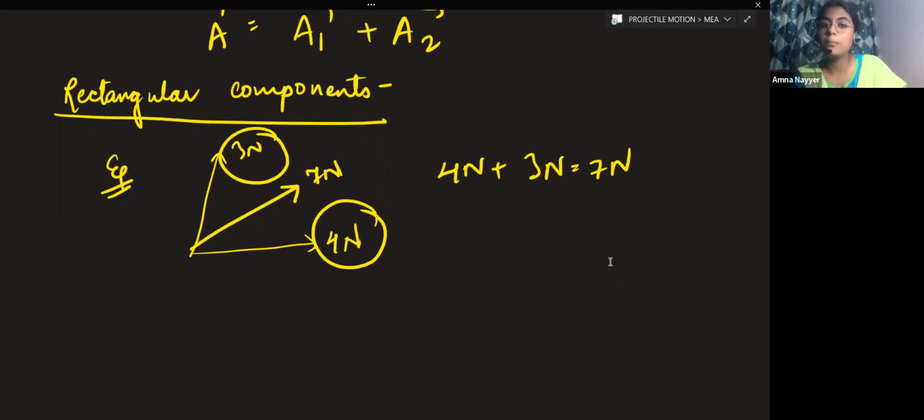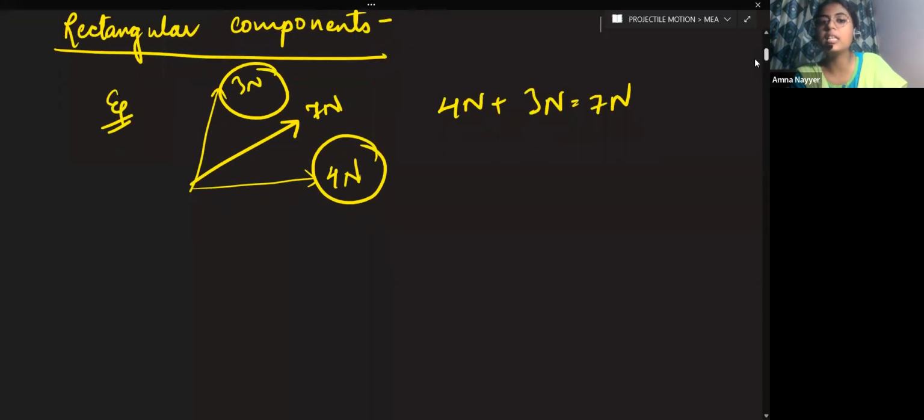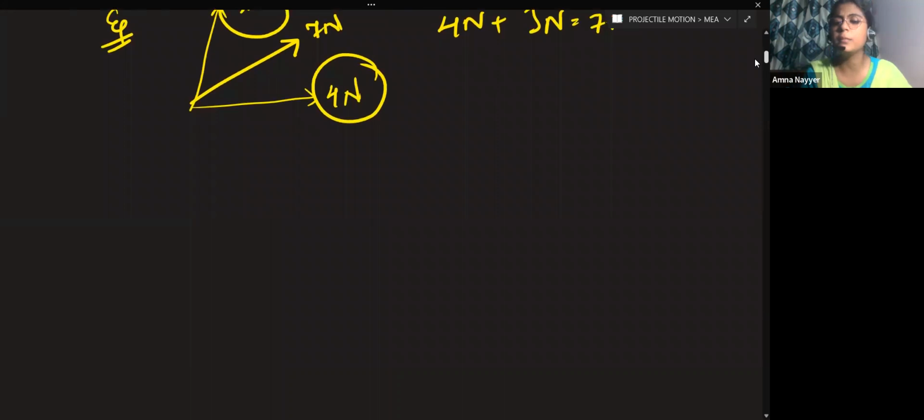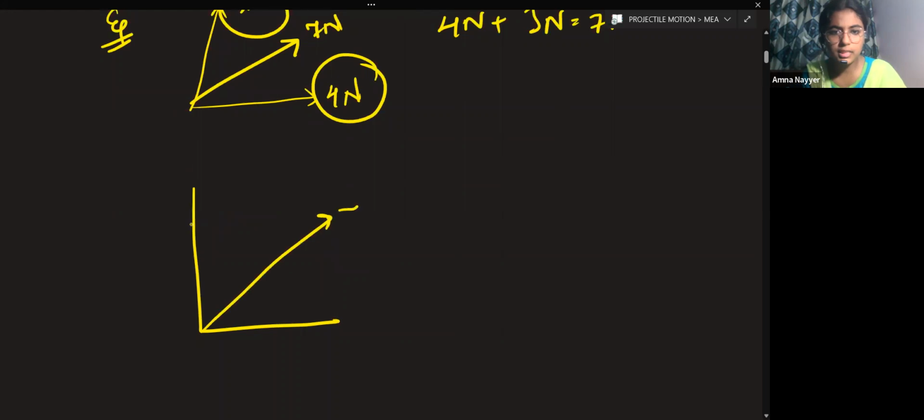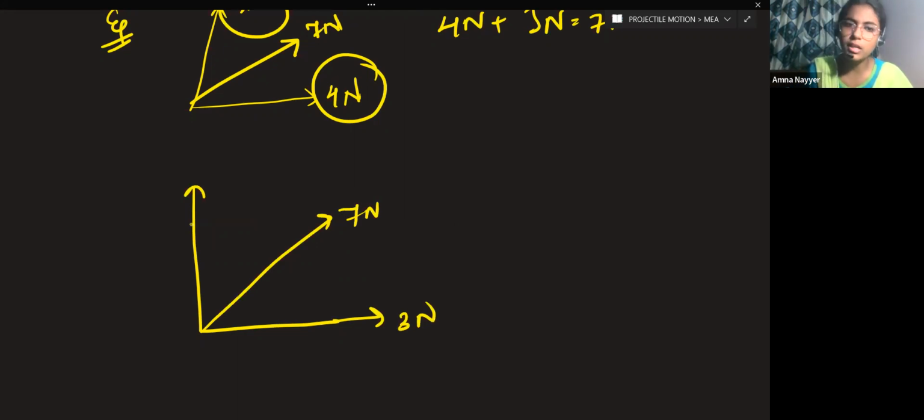Regarding rectangular components, if both of these, 4 Newton and 3 Newton, are perpendicular to each other, then you say they are the rectangular components. Rectangular components means components which are perpendicular to each other. If I say this is 7 Newton, this is 3 Newton, mathematically this is incorrect. This is just a random example that I've taken. Instead of 7, it should have been 5, because when you solve under root 3 square plus 4 square, it will give you 5, not 7. So this is actually incorrect what I have written, but it was just a random example to explain to you all.